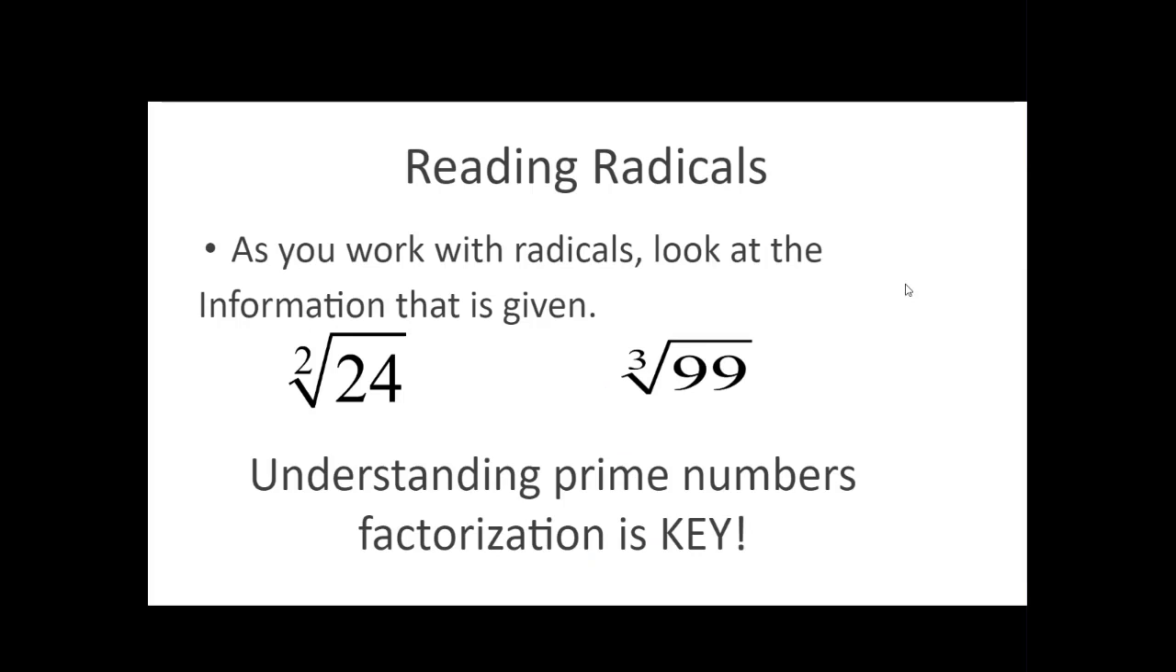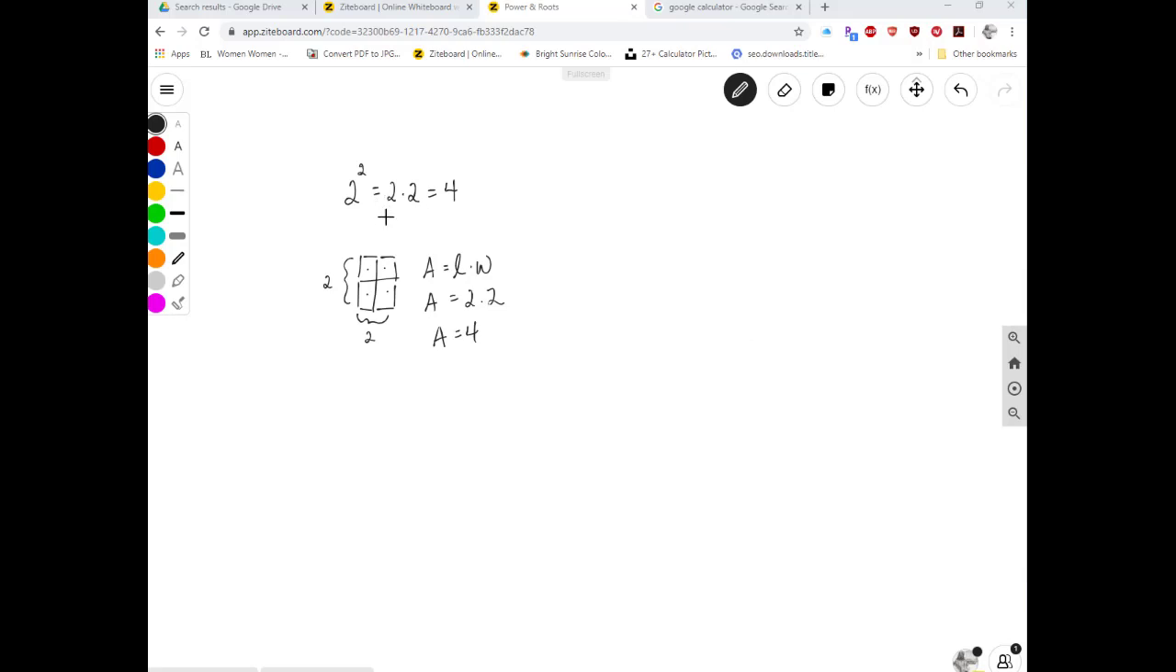So as we're working with the radicals, I want you to look at the information that's given, and I really want you to think about prime numbers in the factorization process, because I think it's going to be key to understanding what's okay. So here I have a height of 2 and a width of 2. 2 times 2, or length times width, gives me an area. In this case, I get 2 times 2, so the length is equal to the width, and I get an area of 4, okay?